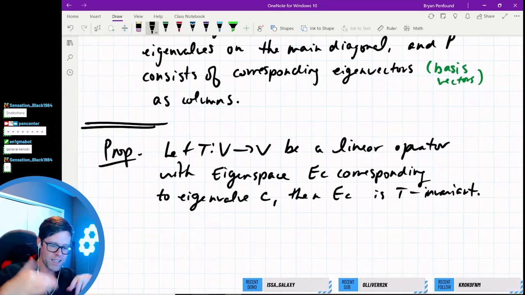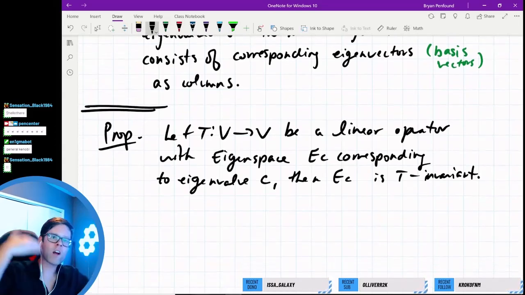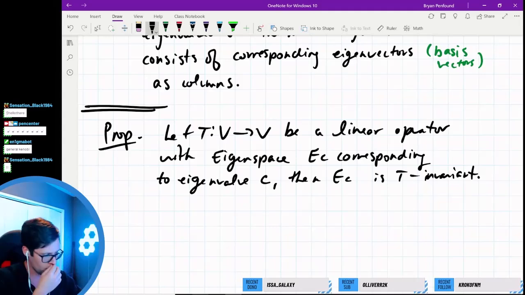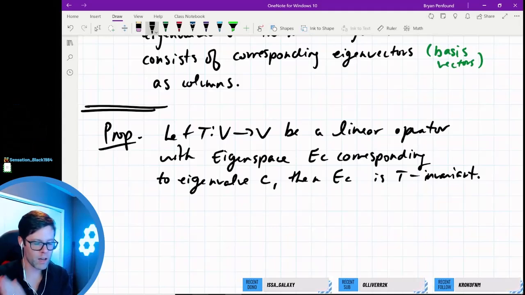But I want to leave you with this, and this is the start, I think, of where the conversation goes. We have these eigenspaces, these basis vectors that we can work with. It turns out that these eigenspaces are T-invariant subspaces of our map.